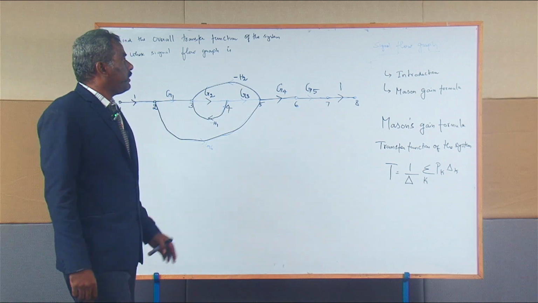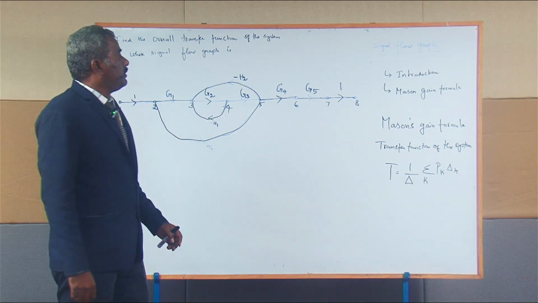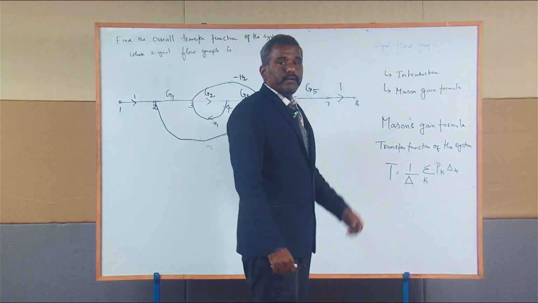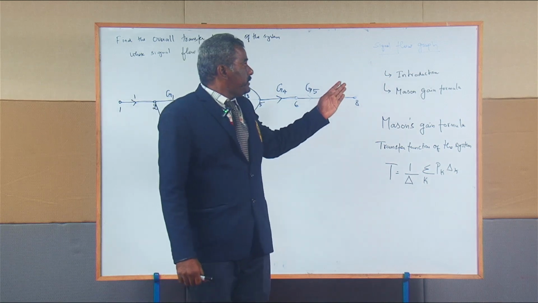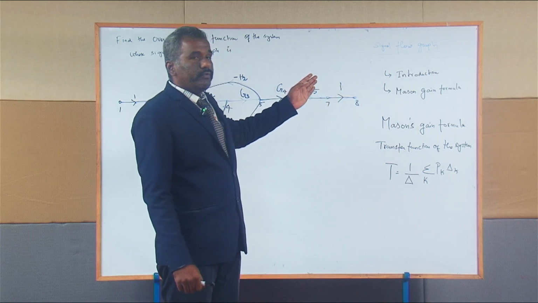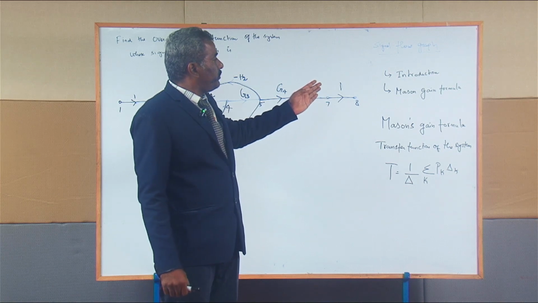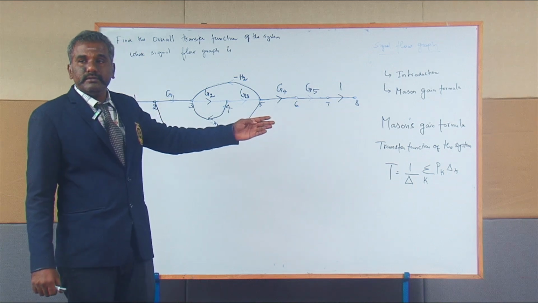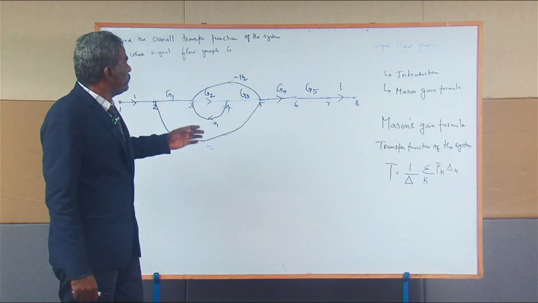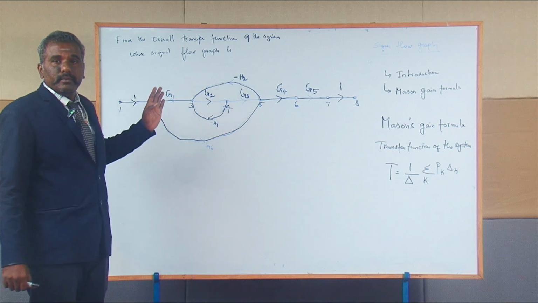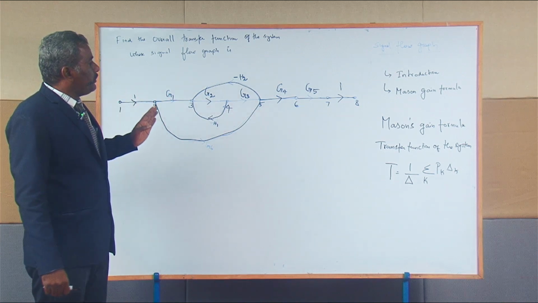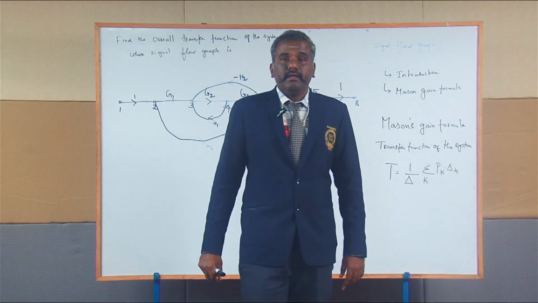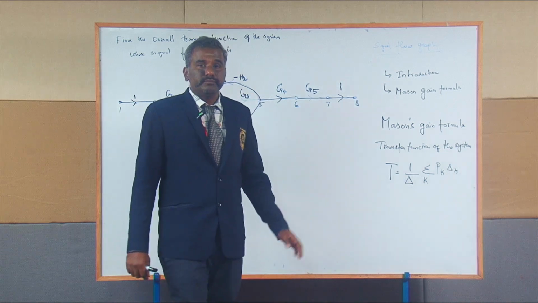Today, the agenda of my session is that I am going to present the topic called signal flow graph. The first agenda is the signal flow graph introduction, followed by the Mason gain formula and the overall transfer function of the system, followed by the problem which we may be able to solve. So, signal flow graph. The introduction of signal flow graph.